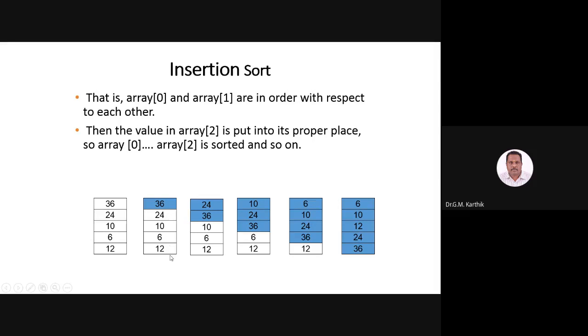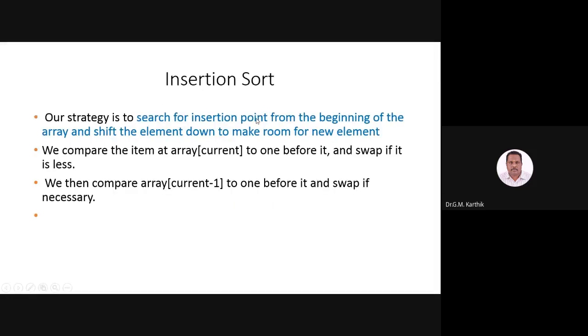Now when the loop gets incremented, the second element, 24, will try to find the correct position where it has to be inserted in the sorted array. So when you see that it is less than 36, 24 will become first and 36 will be the second element. When you take the third element, that is 10, again in the sorted part, you will try to find the position where it has to be inserted. Similarly, it will work for 6 and 12. When you see 12, you can see it will be inserted in between 10 and 24. So this is the concept of working of an insertion sort.